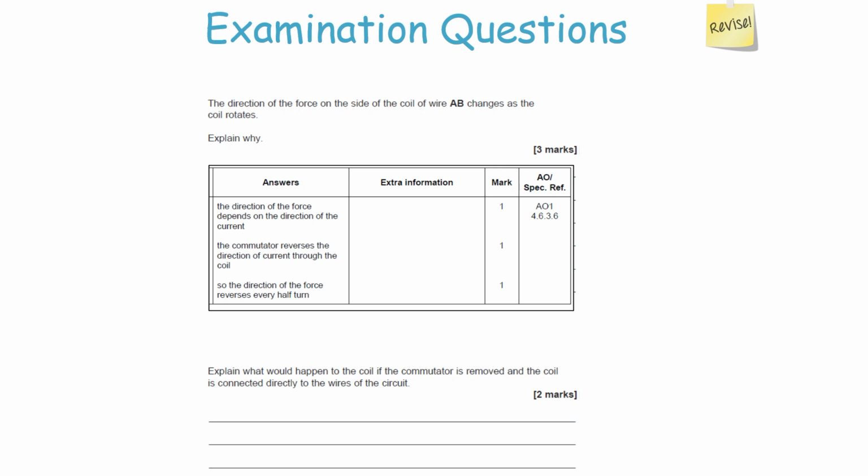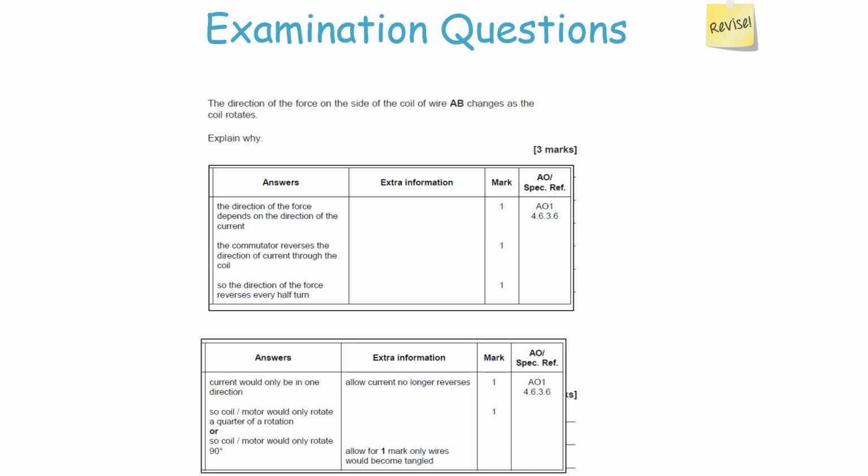Now you've got to think about what would happen if you didn't have your commutator doing that. Well, if you didn't have your commutator changing the direction of the current every half a rotation, then the current would only be flowing in one direction, so therefore it would rotate 90 degrees and then it would stop, because the magnetic field of the permanent magnet and the magnetic field of the electromagnet would be attracting each other. The wire would no longer want to move because it's attracted to the side of the permanent magnet, so it would only rotate for that short amount.